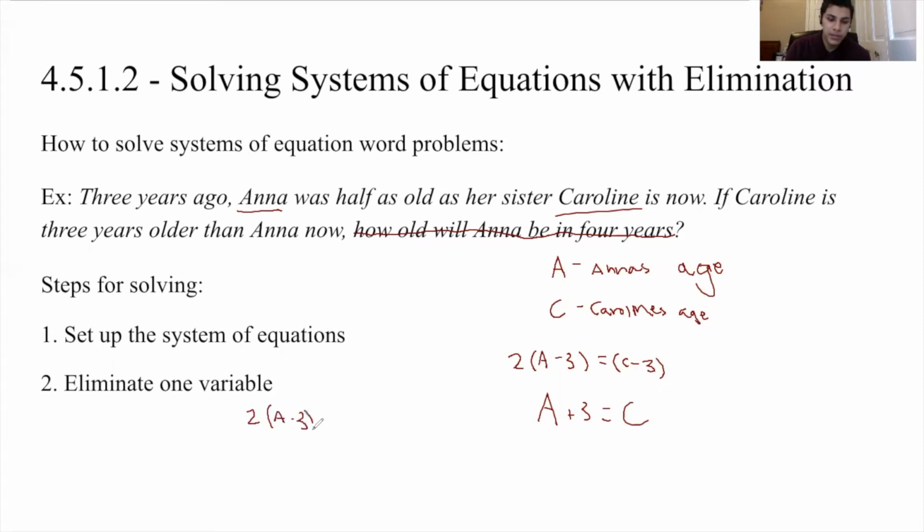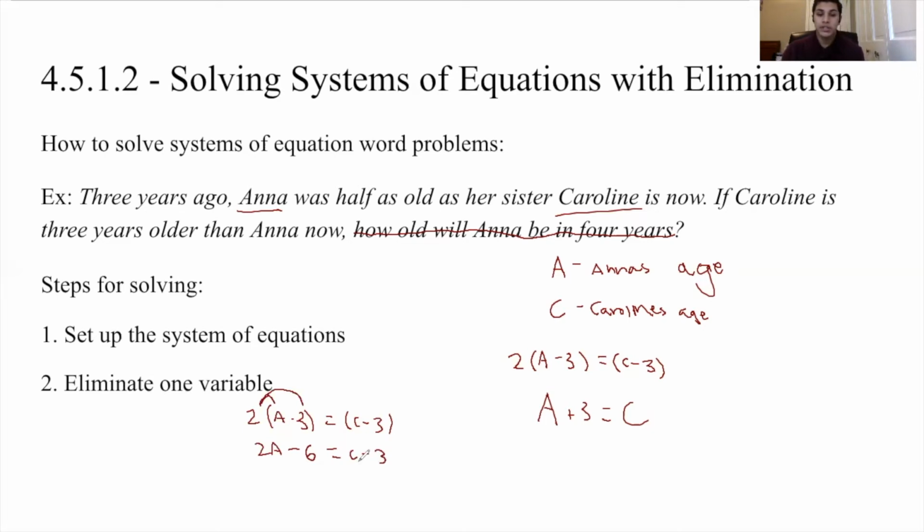If you see a parentheses like this, 2 times a minus 3, we always want to simplify that because that just makes the equation a little bit more simple and a lot easier to do addition and subtraction on. So let's distribute this 2 to multiply by a and to multiply by minus 3. So we get 2a, and then 2 times negative 3 is negative 6. So 2a minus 6 equals c minus 3.